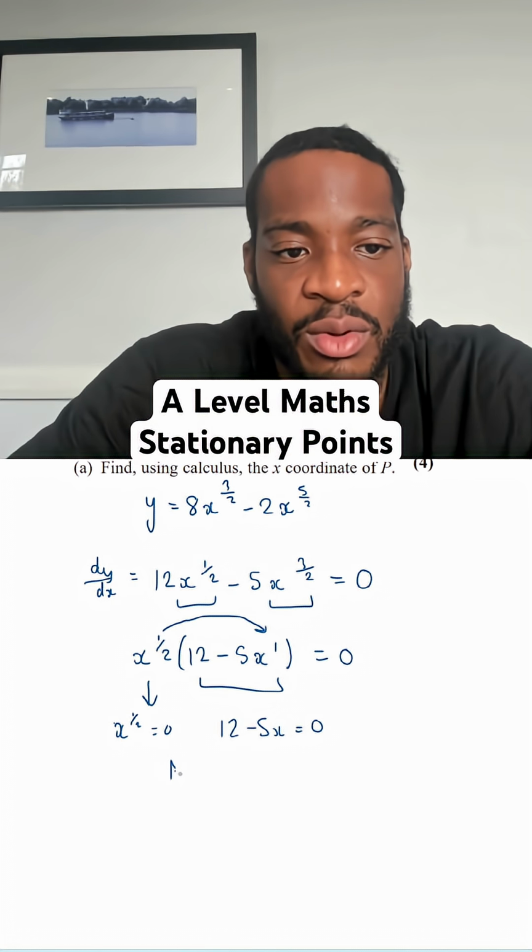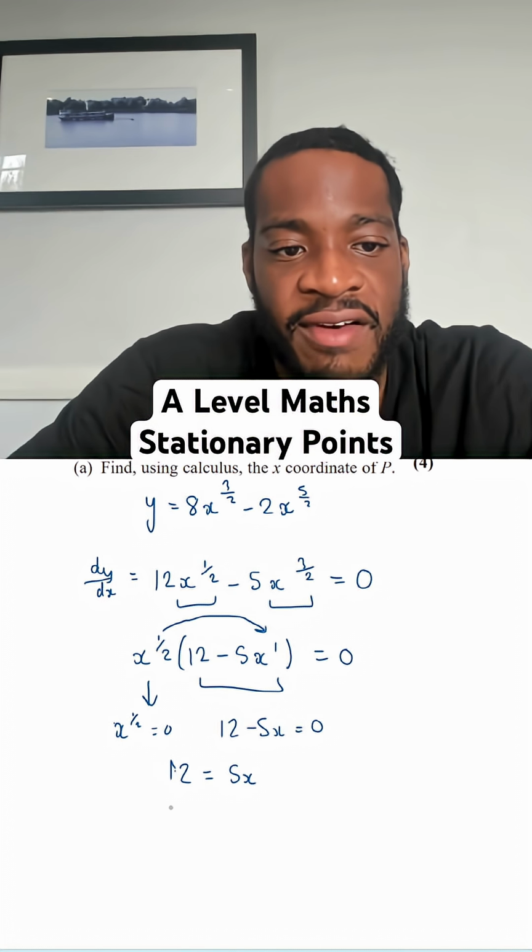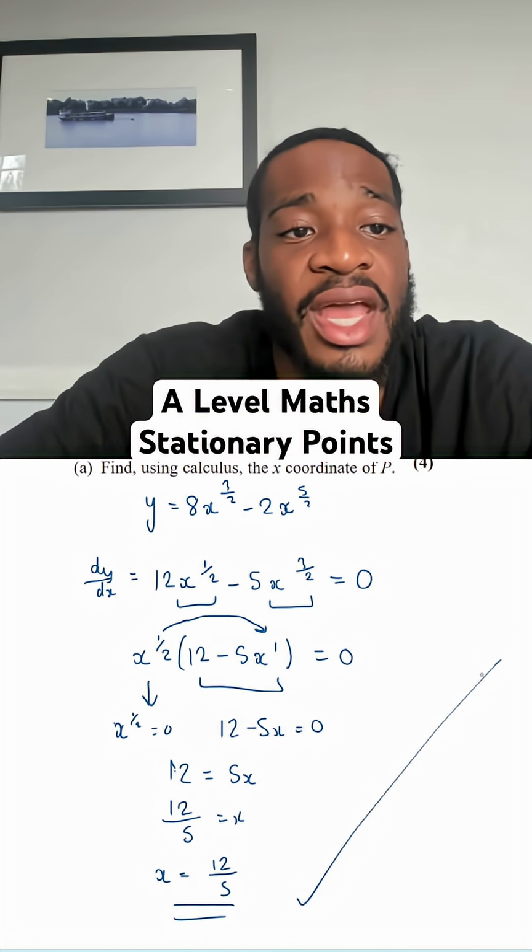So that equal to 0 means that 12 is equal to 5x. Divide both sides by 5. 12 over 5 is equal to x. So the x coordinate is just 12 over 5. And that's it. Finished.